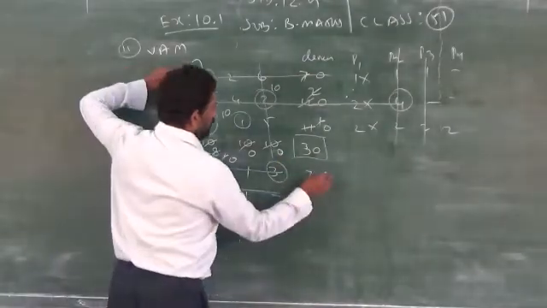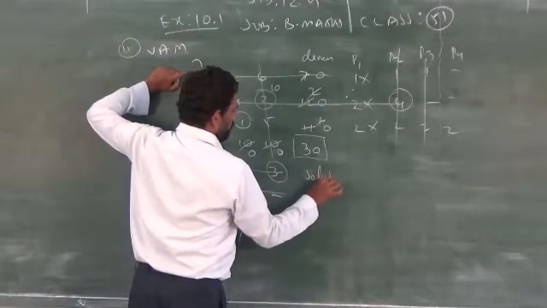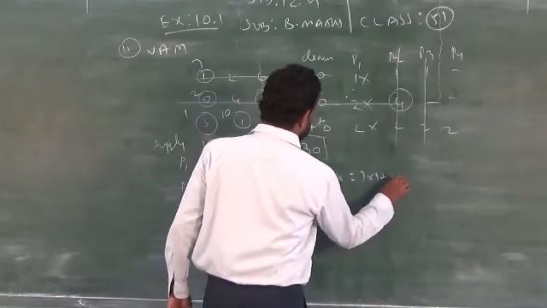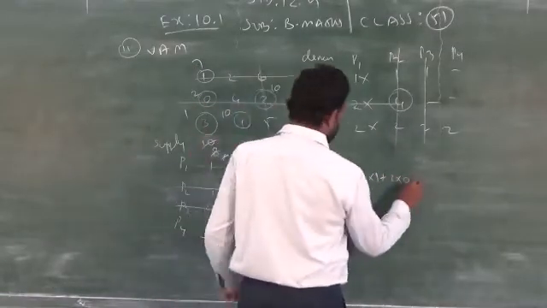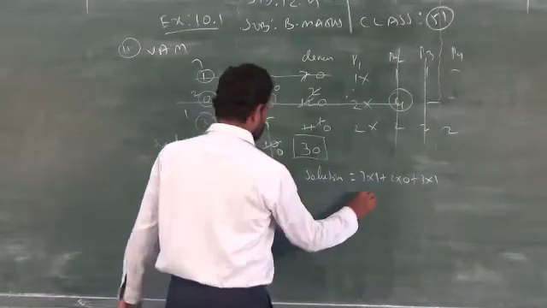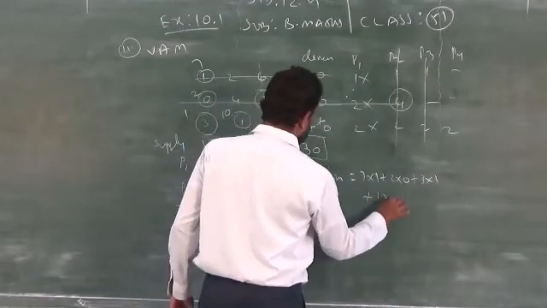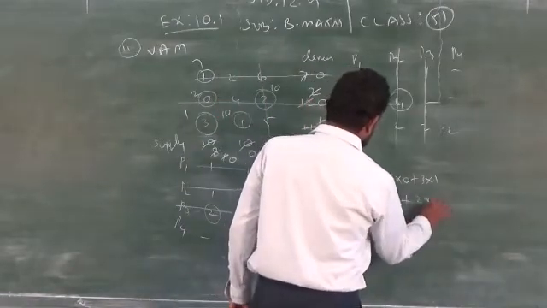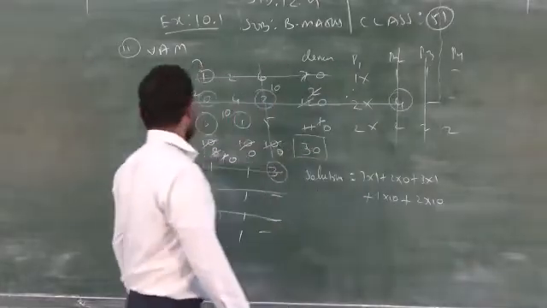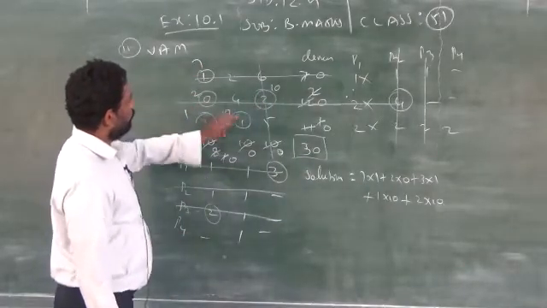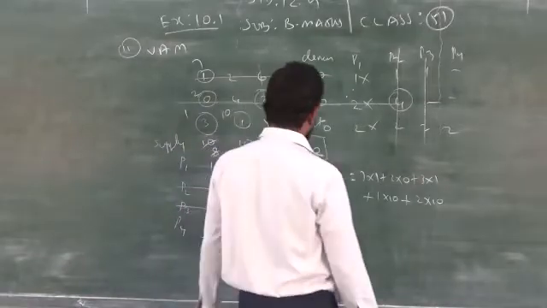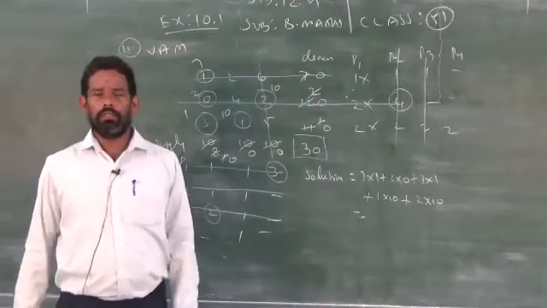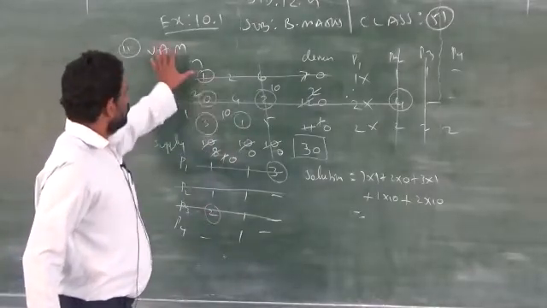Therefore the solution is 7 into 1, plus 2 into 0, 3 into 1, plus 1 into 10, plus 2 into 10. Anything else? 1, 2, 3, 4, 5. So simplify, you will get the answer. So this is the method to do VAM.